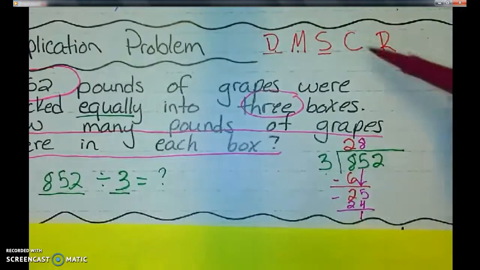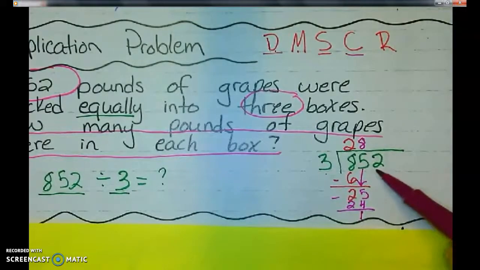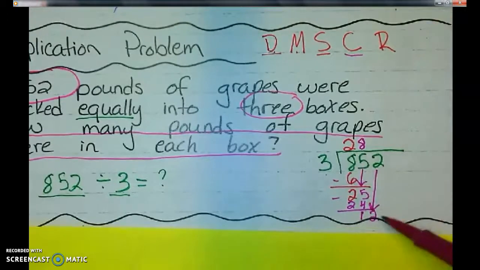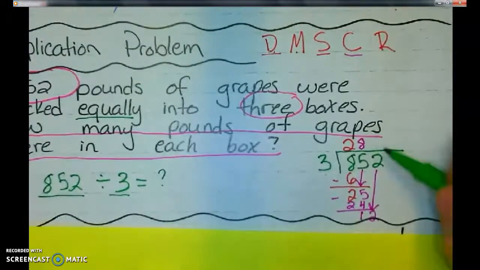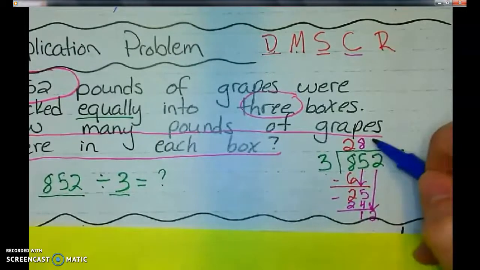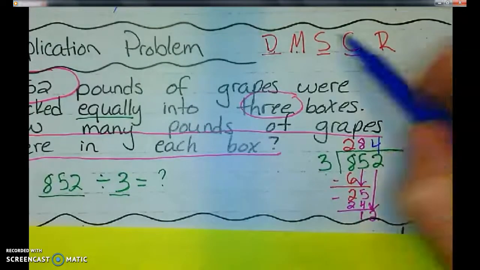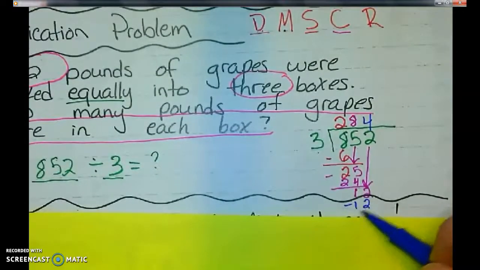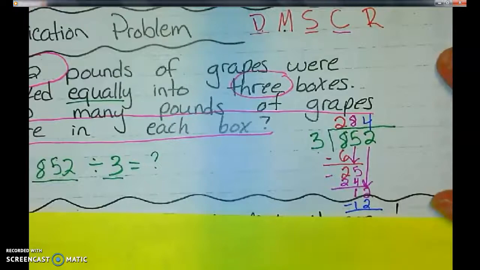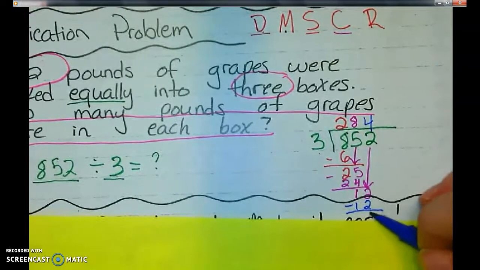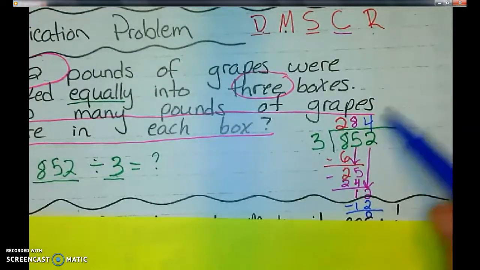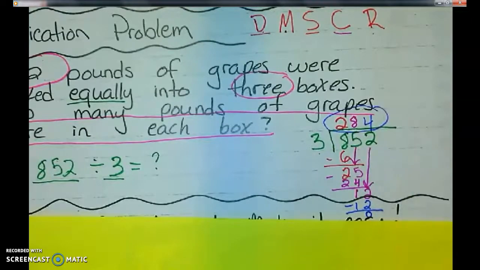Now, I'm going to carry down my 2. Can 3 go into 12? Well, I know 3 can go into 12 exactly 4 times. Now I'm going to multiply. 3 times 4 is going to get me 12. Again, I'm kind of running out of room here. 12 minus 12 is going to get me 0. I do not have anything else to carry down. I do not have any remainders. So my final quotient is 284.